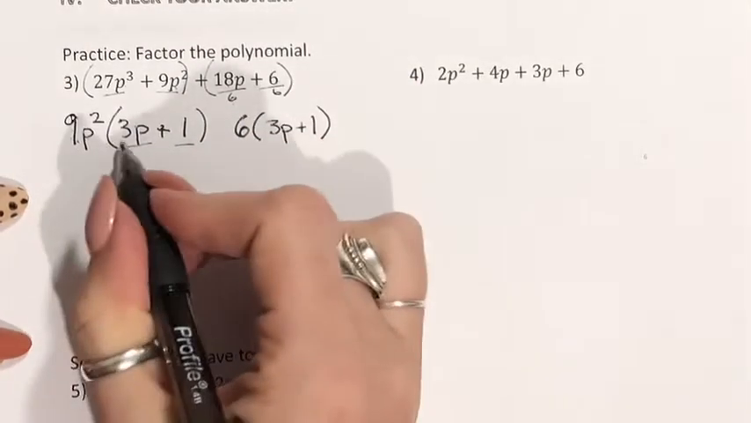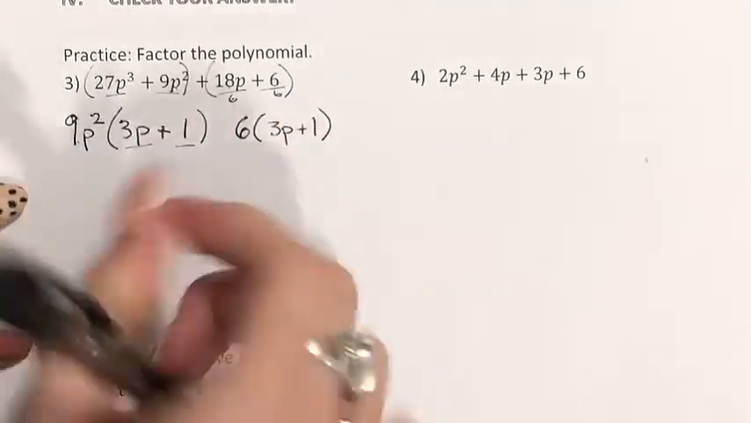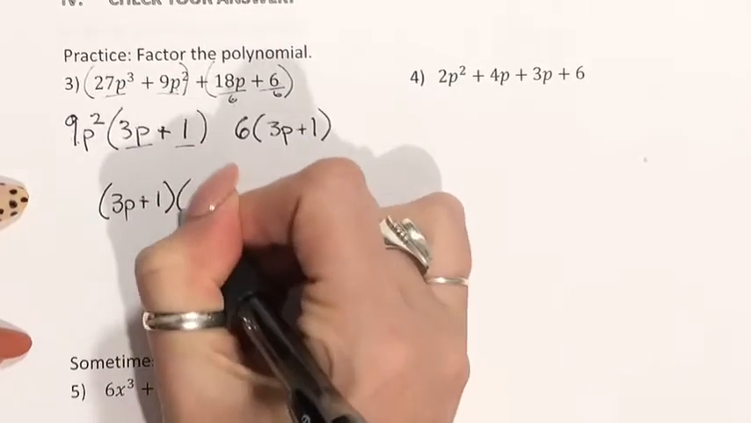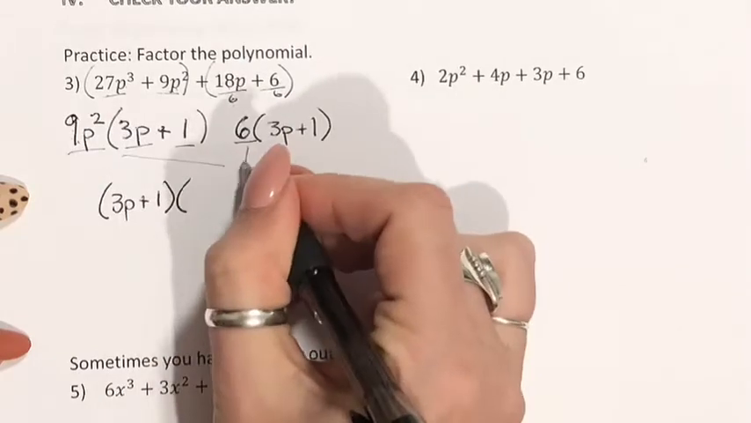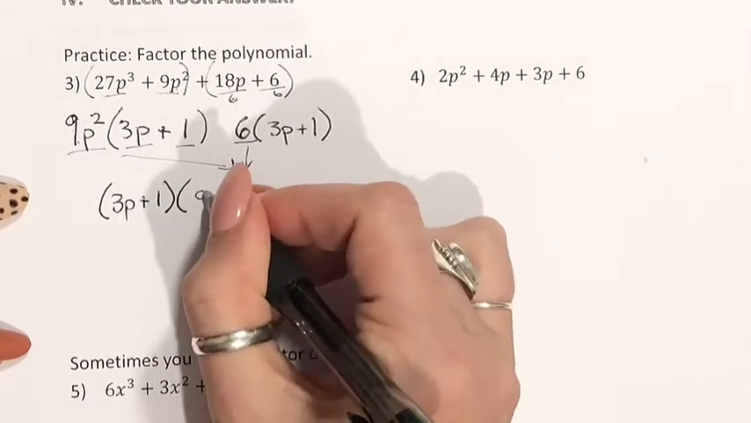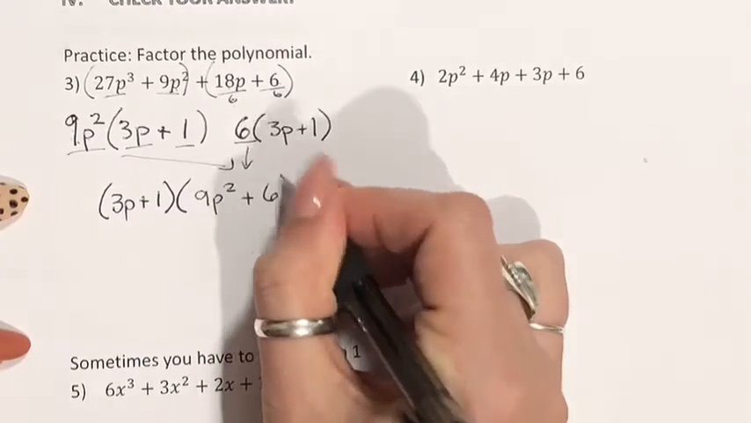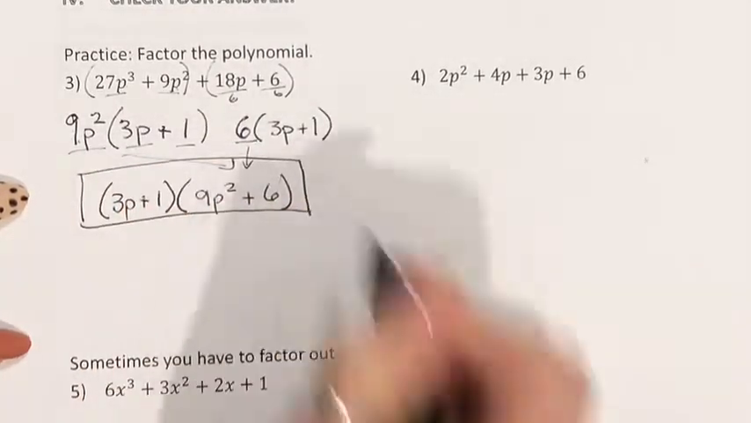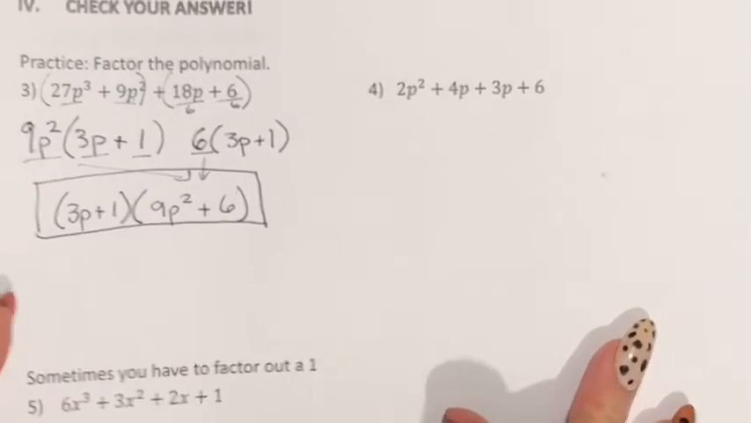So now the 3p plus 1, these are our common groups. So we're going to factor that common 3p plus 1 out to the front. And whatever remains, that 9p squared and the 6, those are going to go on the inside. So we have our 9p squared. And then the 6 was positive, so we're going to keep it as a plus 6. And that's your answer. Okay, hopefully we're getting those steps down a little bit more.